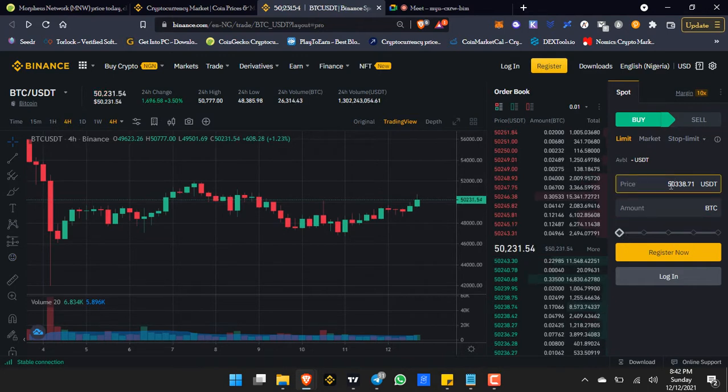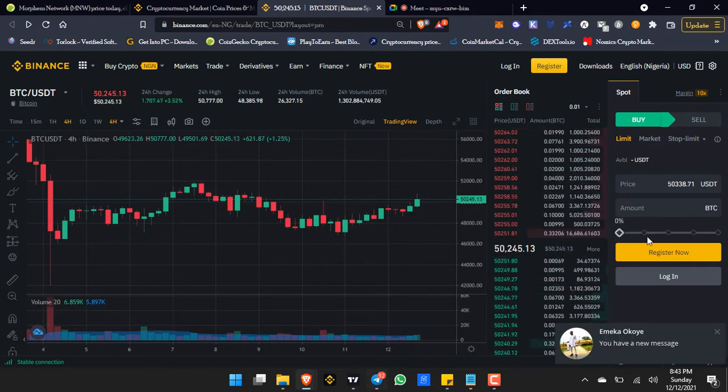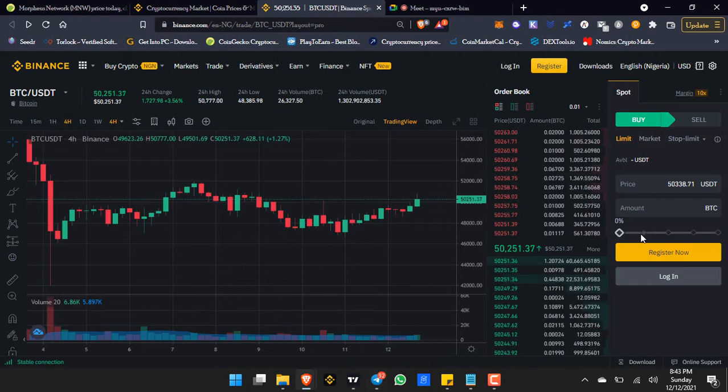So you don't need to enter anything. Once you select the price, it's indicated in percentages. So you can decide that you want to use 5% of your funds, 10%, 15%, or 100%. Sliding this to the end is 100%, right? This is 75, this is 50, this is 25%. So if you want to use 25% of everything you have in your wallet to buy Bitcoin, you will indicate there that you want to use 25%.